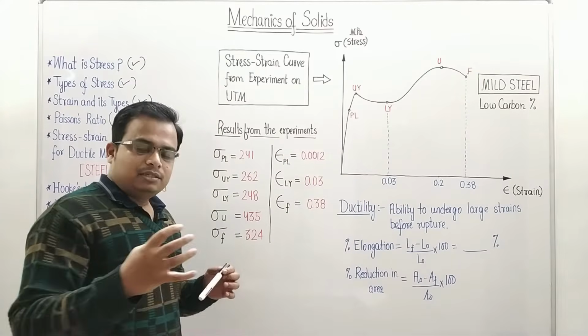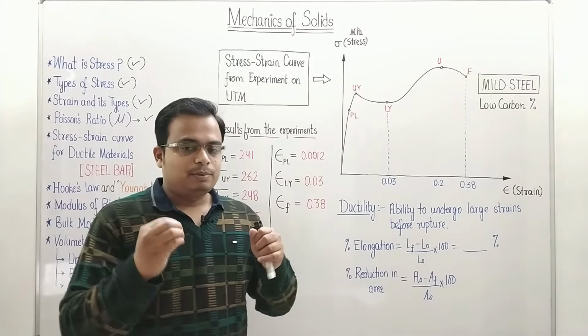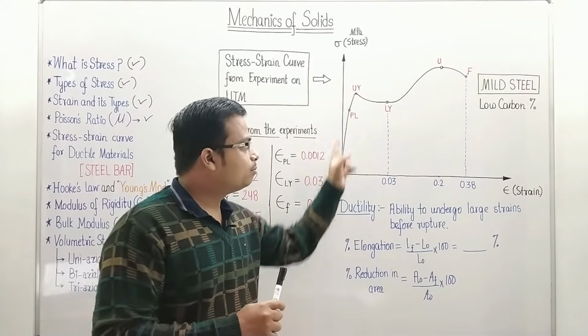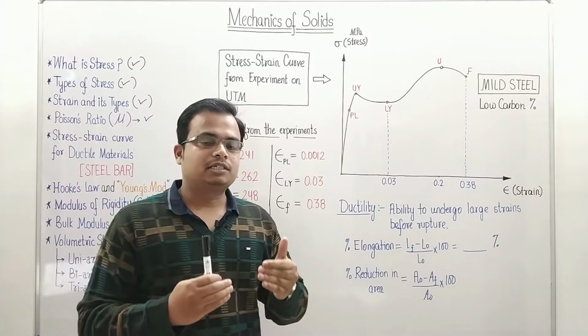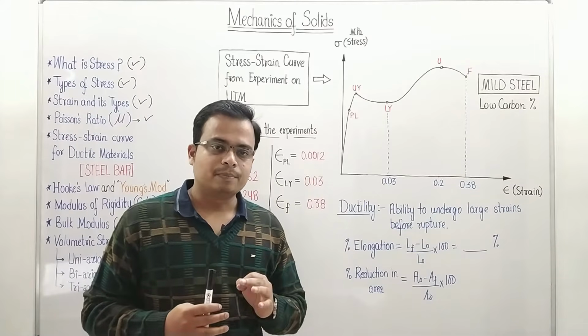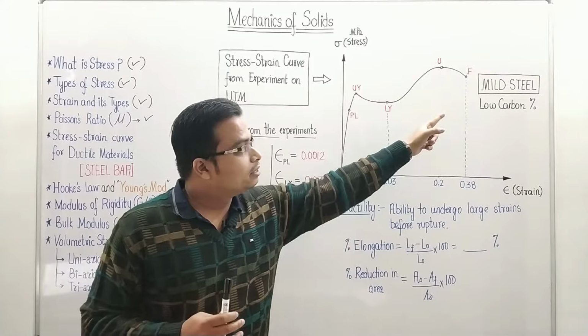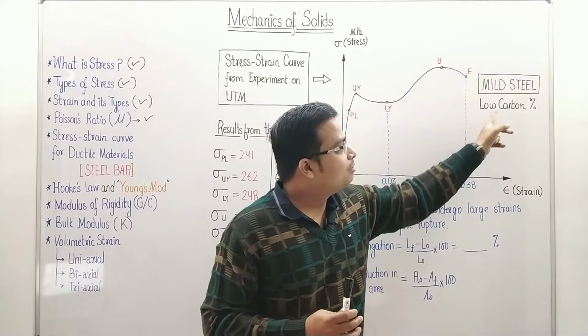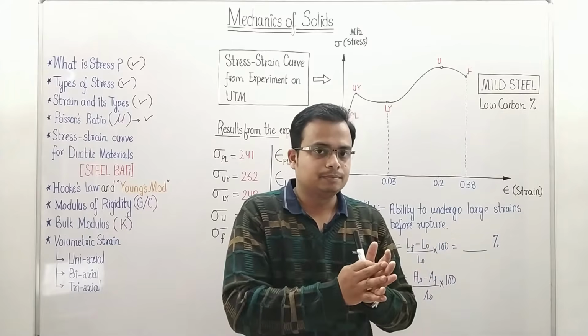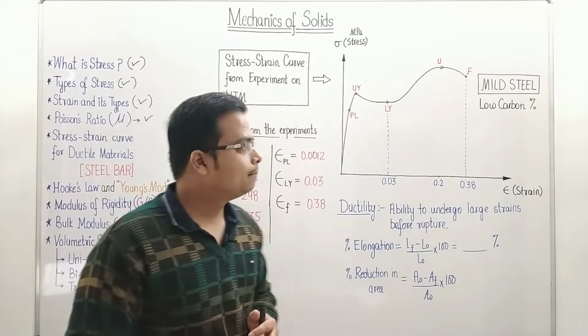So what we've basically done is we have done an experiment, and what are the results of that experiment? Based on that we've made a plot. So if you are asked in an examination to make the plot of a stress strain curve for say a ductile material, in this case it's a mild steel which is a low carbon steel. So low carbon steel corresponds to a ductile material, okay, also known as a mild steel.